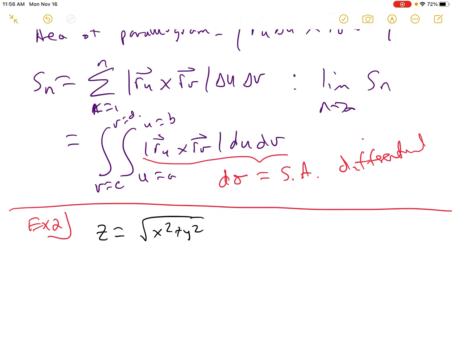I know it is here. I just did it a minute ago. But z goes from 0 to 1. There we go.